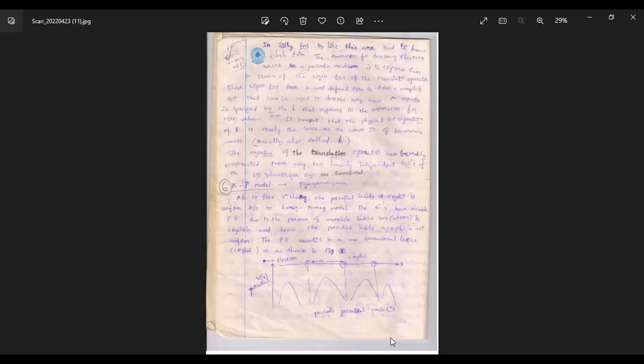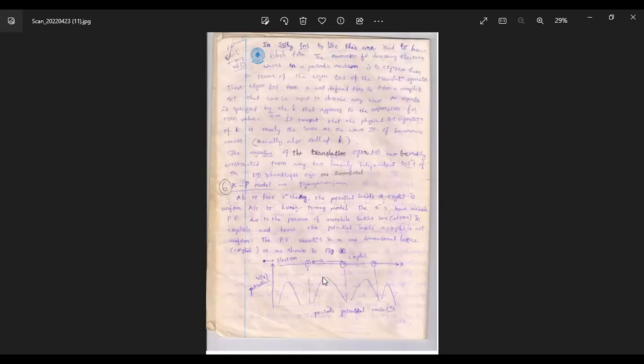So it is continuous, right? That's why the function is in terms of x plus a, because the lattice constant is a. That means any two atoms are a distance a apart. In between these atoms, the potential energy will be maximum.